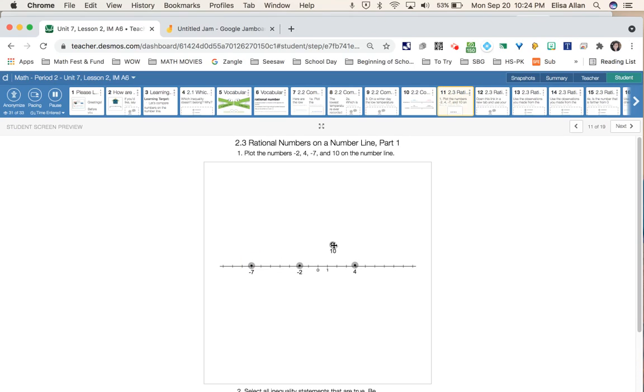And lastly here, positive 10. I'm going to go 1, 2, 3, 4, 5, 6, 7, 8, 9, and 10. So we make it all the way to positive 10 on our number line here.